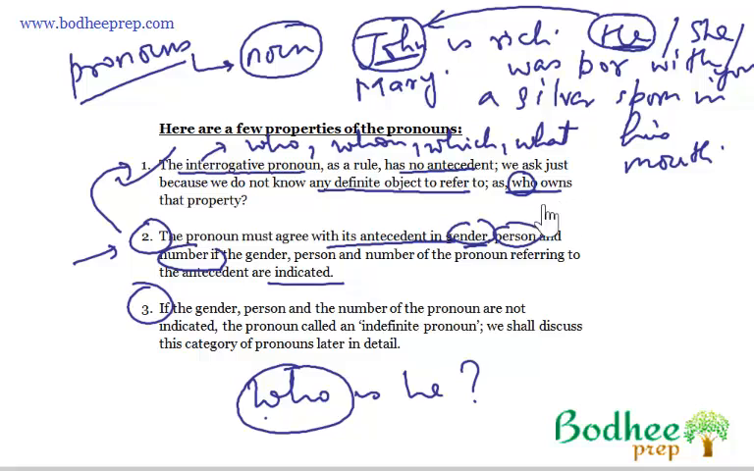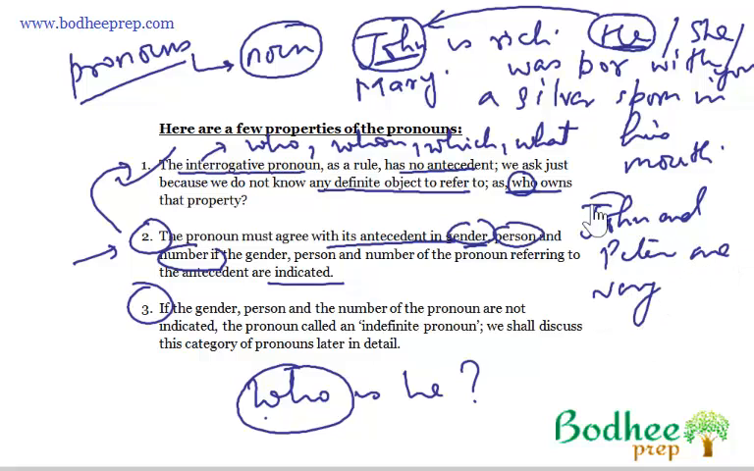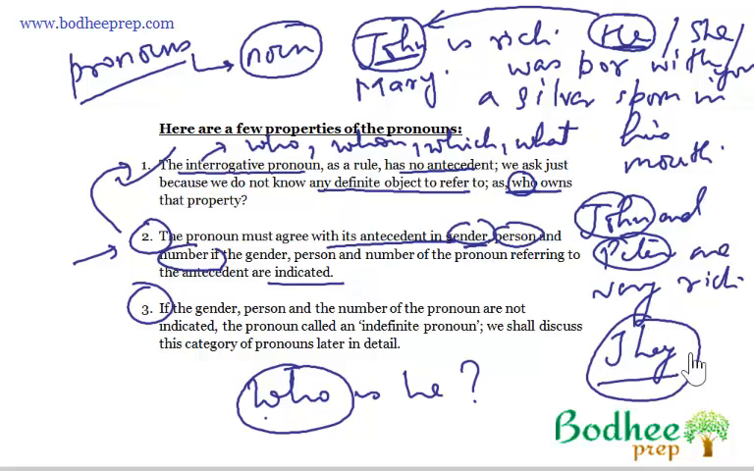For example, if you say that John and Peter are very rich, right? So here you have two subjects, John and Peter. John and Peter are very rich, and if you want to use a pronoun to refer to both of them, then you have to use the pronoun they. They were born with a silver spoon in their mouth. So John and Peter are very rich. They were born with a silver spoon in their mouth.